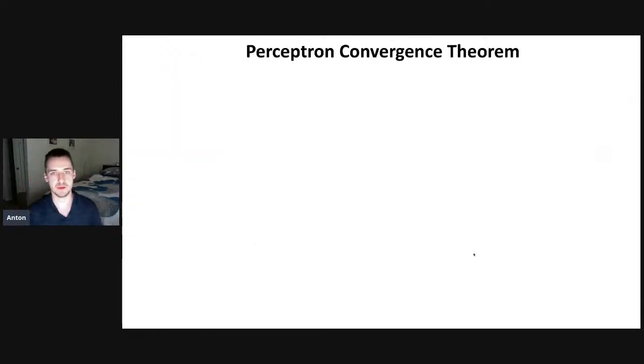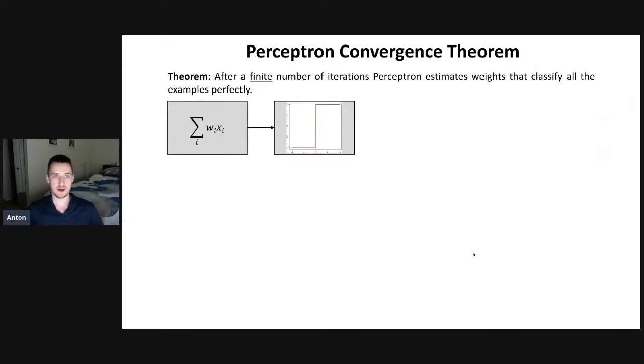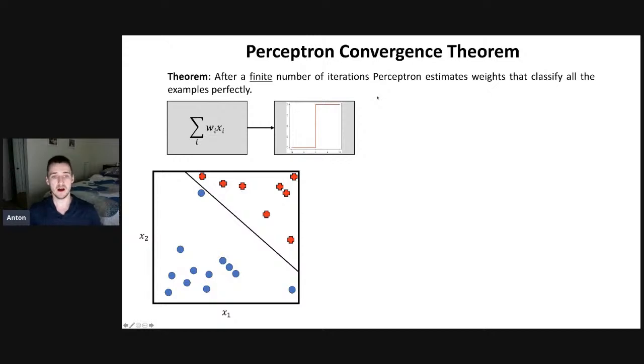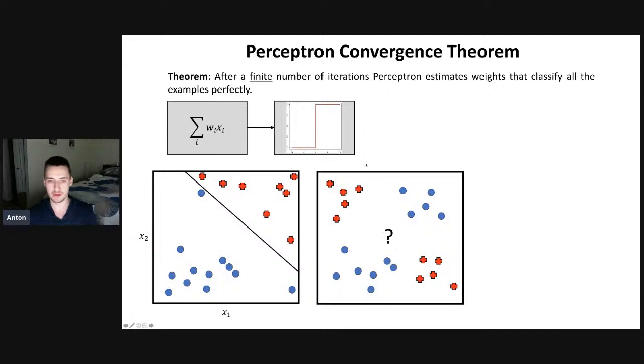So let's talk a little bit about the perceptron convergence theorem. What it says basically is that after a finite number of iterations, the perceptron estimates weights that classify all the examples perfectly. And this theorem can be applied only to the classic Rosenblatt perceptron. And here's a reminder of the structure of our input function and activation function. This perceptron can perfectly classify data sets, for example these red crosses and blue circles, only if they're linearly separable. And this is our decision boundary or hyperplane, whatever you want to call it. Eventually, when we learn those weights, we will find this line that will perfectly separate those examples. But how about the case when we can't linearly separate our data?